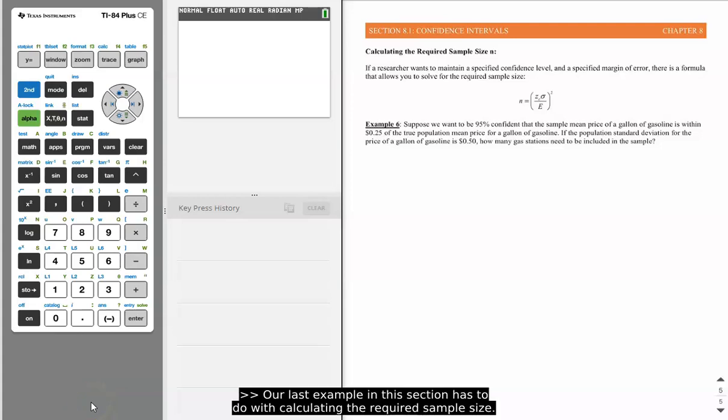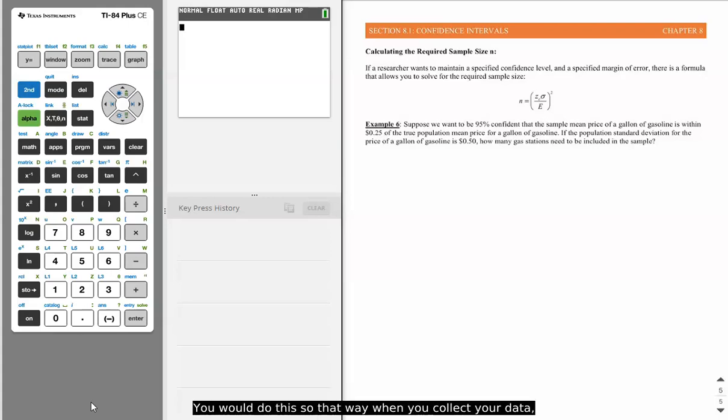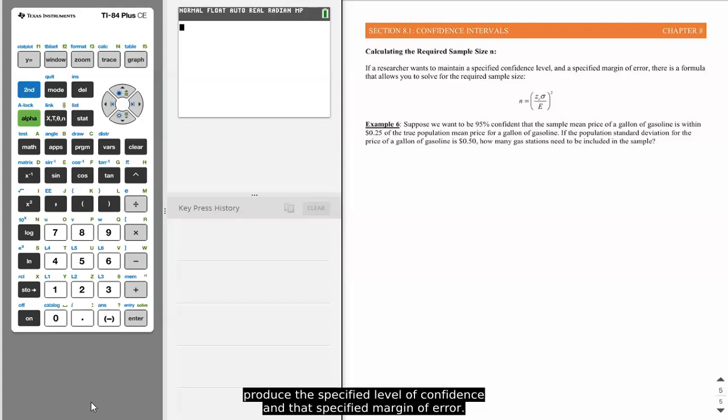So our last example in this section has to do with calculating the required sample size. So far we've talked about how we create a confidence interval. What happens if we want to know the sample size that we need? If a researcher wants to maintain a specified confidence level and a specified margin of error, there is a formula that allows you to solve for the required sample size. You would do this so that when you collect your data, you have a large enough sample size that it will produce the specified level of confidence and that specified margin of error.